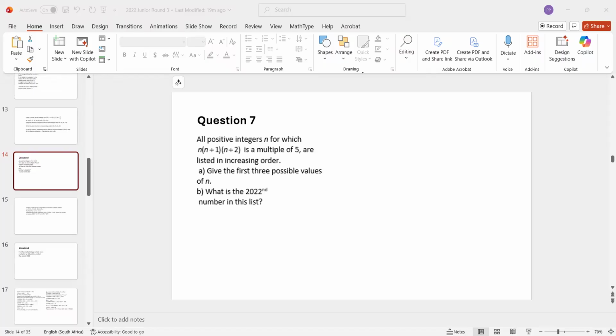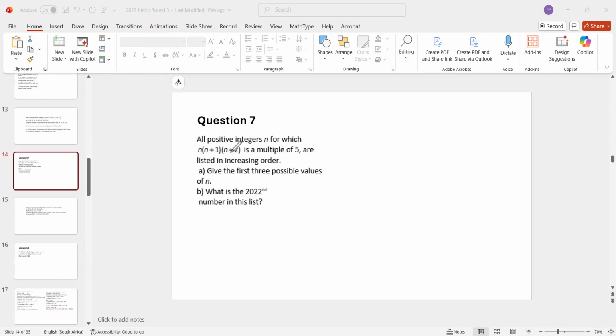So let's move on to question 7. Question 7 reads as follows. All positive integers n for which n times (n plus 1) times (n plus 2) is a multiple of 5 are listed in increasing order. Okay, let's analyze that first.